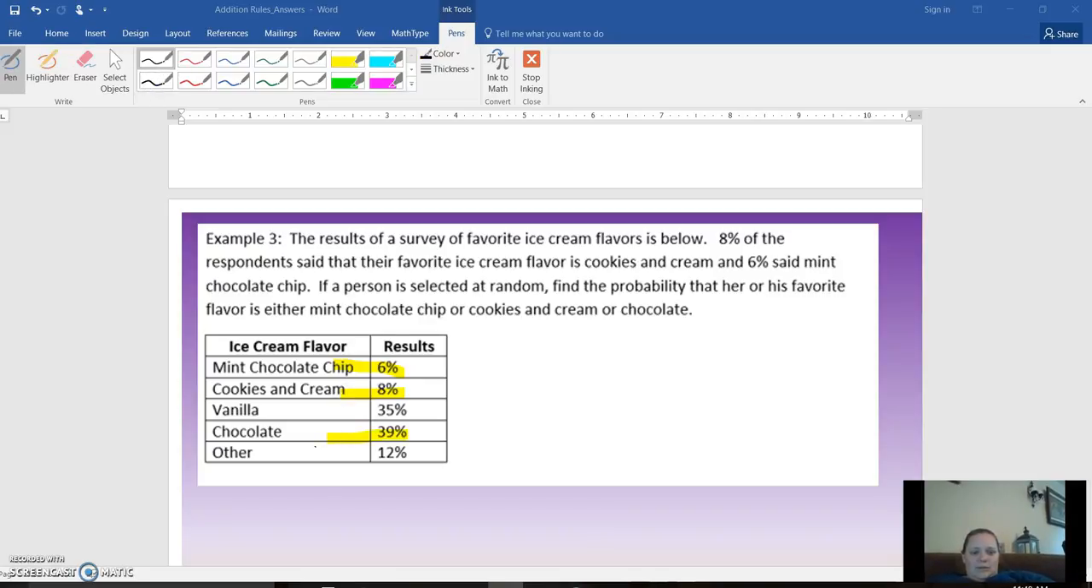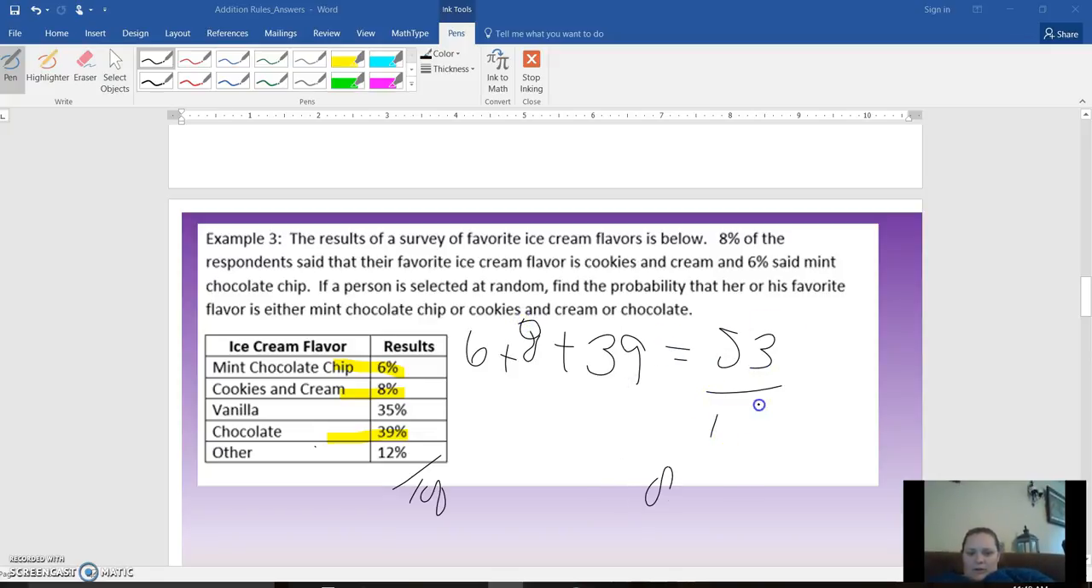Right? Well, let's add them all up. 6 plus 8 plus 35 plus 39 plus 12. You get 100. Right? And then 6 plus 8 plus 39 is 53. So we get 53 over 100. All of these are in percentages, so it's 53%.